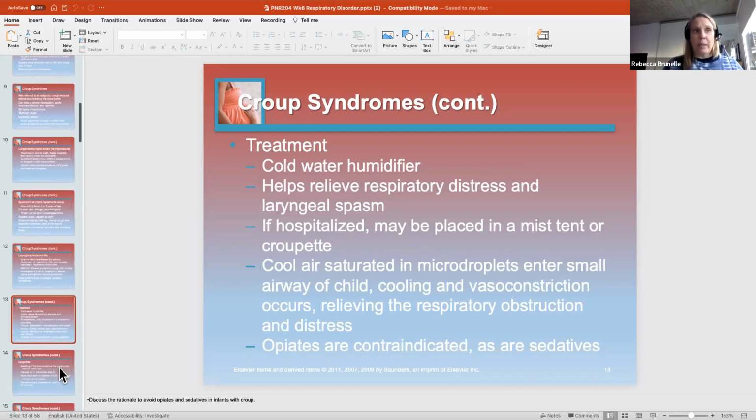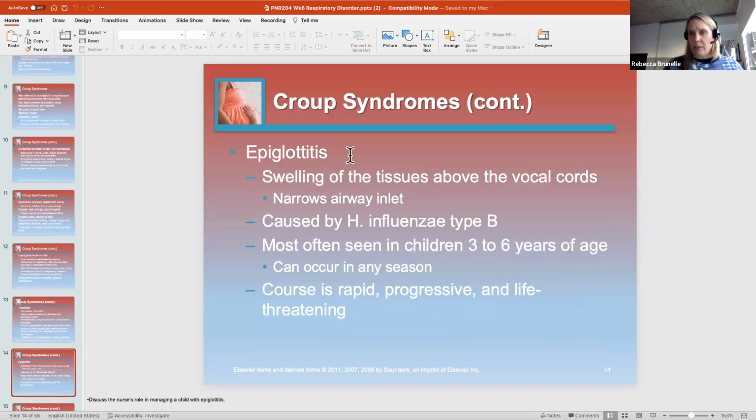So croup can lead to something called epiglottitis, and you guys 100% need to remember that epiglottitis is a medical emergency. It's really severe, like a croup gone bad, and it's swelling of the tissue right above the vocal cords. So these kids have a very, very hard time breathing. They come in with what we call tripod posturing, so they're leaning forward, and they're drooling. A lot of times they're not able to speak because their airway is so tight, and they're very uncomfortable.